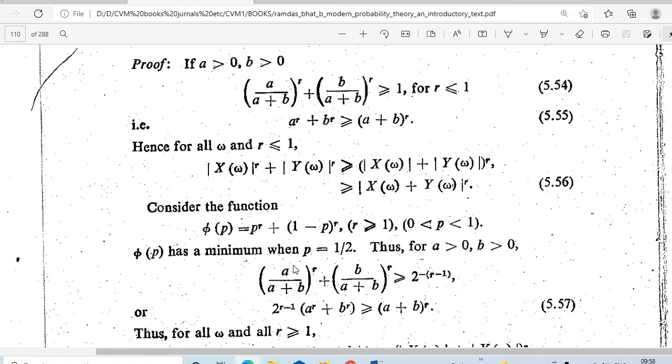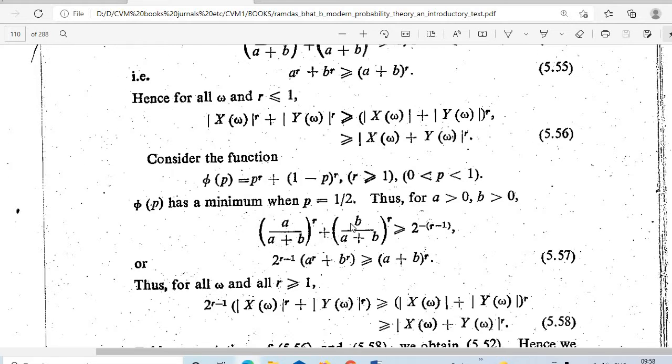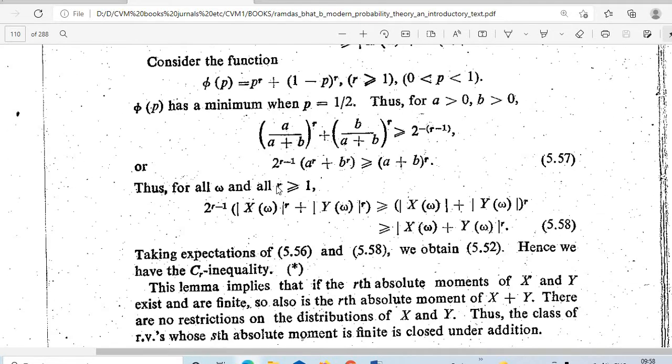So you can replace this p with a by a plus b, then automatically q, which is 1 minus p, will be b by a plus b. So a by a plus b raised to r plus b by a plus b raised to r is greater than 2 raised to r minus 1. So you can take this 2 raised to r minus 1 to the left side. So that is 2 raised to r minus 1 times a raised to r plus b raised to r greater than a plus b raised to r. We can move the denominator a plus b raised to r to the right side, so you will get this equation 5.57.